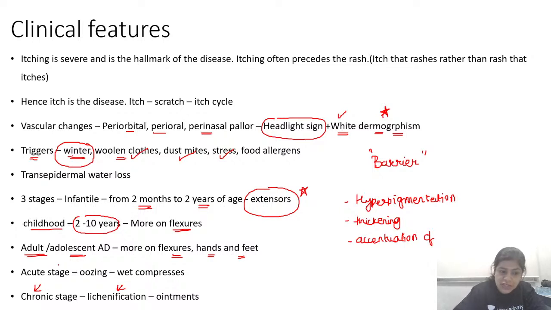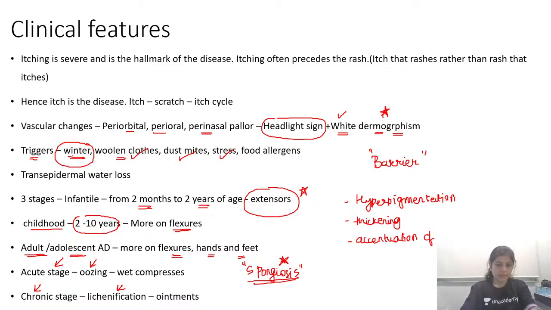While in the acute stage you will see oozing, on histopathology of the acute stage of eczema you are going to see spongiosis. What is spongiosis? Can someone tell me what is spongiosis? This is again a very important MCQ. In the acute phase of eczema, you see spongiosis on histopathology. Can someone tell me what is spongiosis? Anyone?